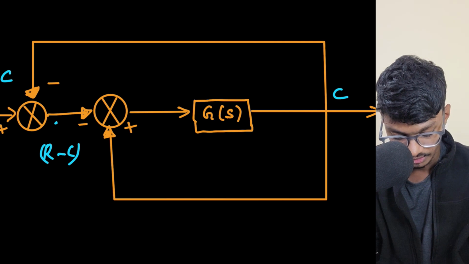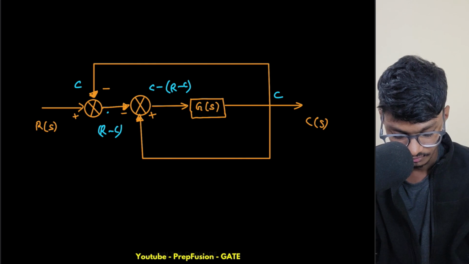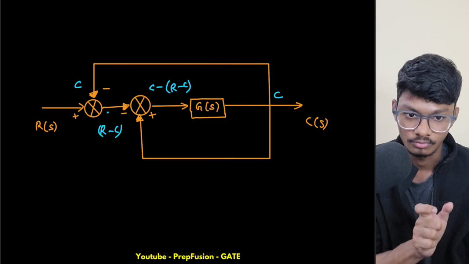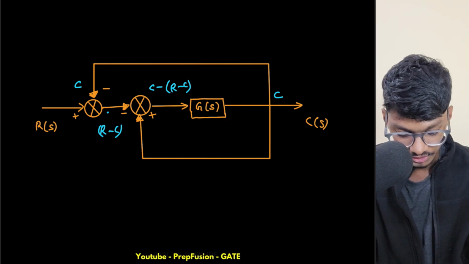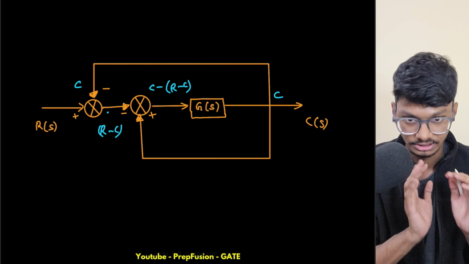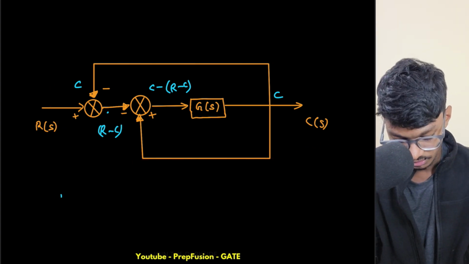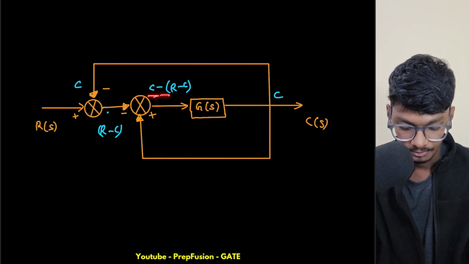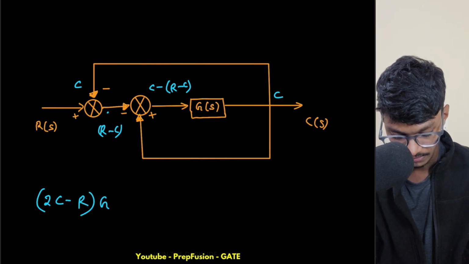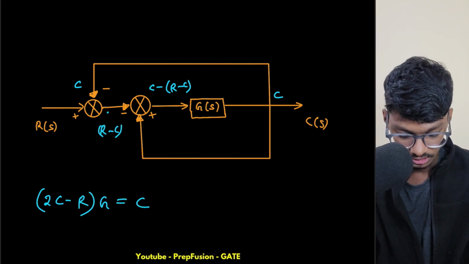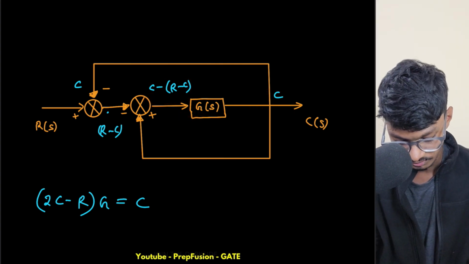So here what do I have? C minus (R minus C). Again I'm multiplying with this gain block G of s. If I multiply with this gain block, I should again get back C. That is the main thing. That is how I solve this simply. Now this will be C minus R plus C, so this will be (2C minus R) into G equals C itself, because the multiplication gives back C again. Let me further simplify this.